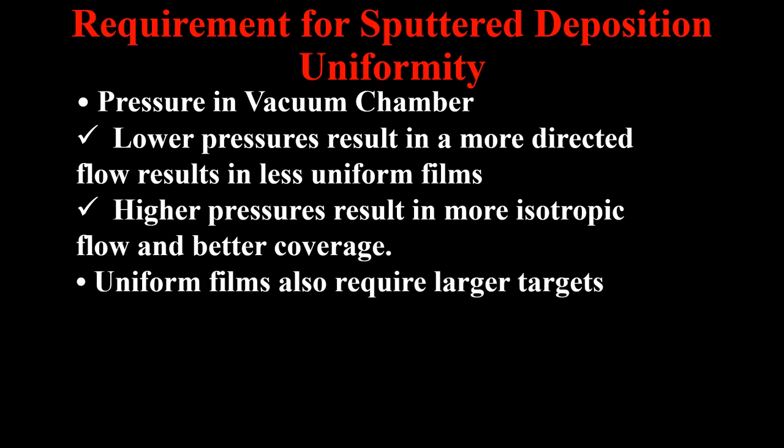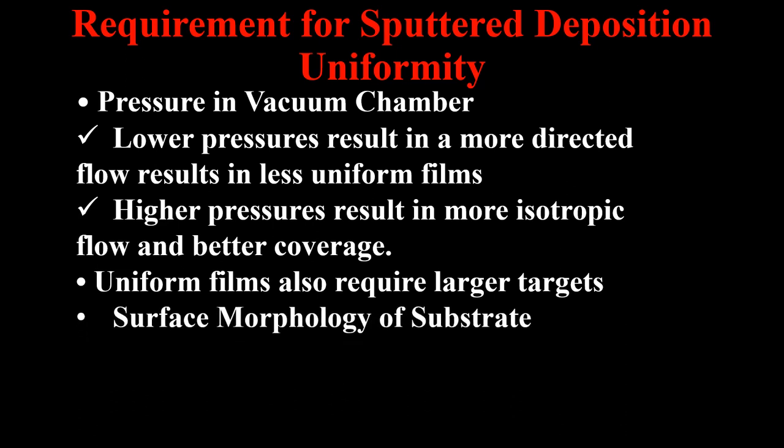Uniform film also requires a larger target. Uniform deposition needs the target or source material to be placed over a larger area. Then the area will be more, so it will be easy for the impinging species, for the ions, to strike more source material, and more source material will be evaporated, and it will basically get better uniformity.